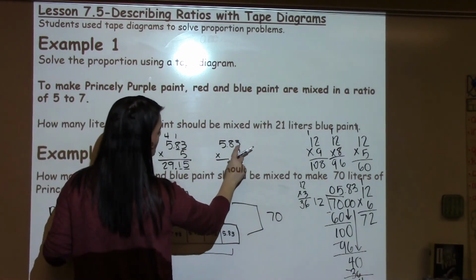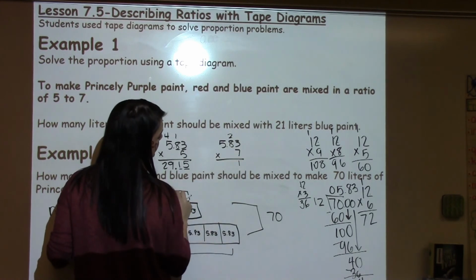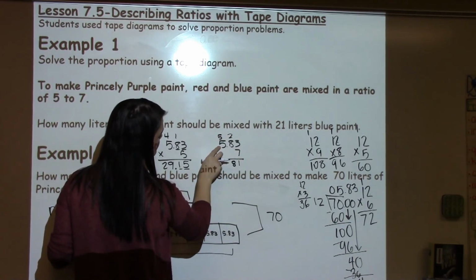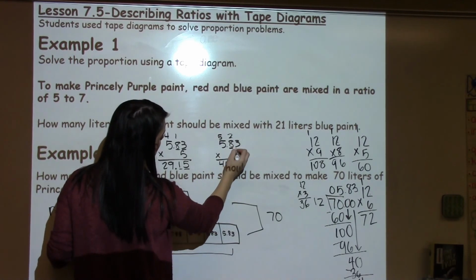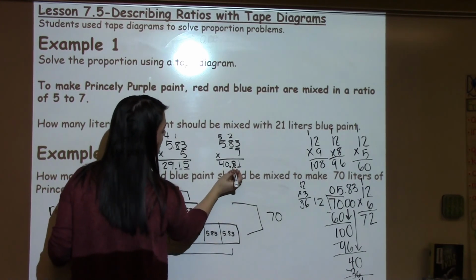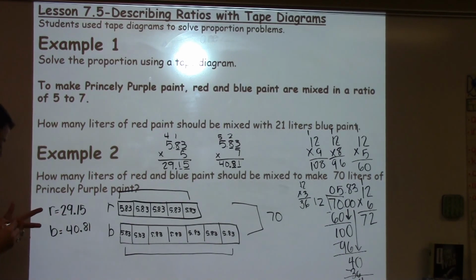And now I'll figure out how many parts blue. 7 times 3 is 21. 7 times 8 is 56, plus 2 is 58. 7 times 5 is 35, plus 5 is 40. 2 numbers behind my decimal in my problem mean I need 2 numbers behind my decimal in my answer. So now I know that for blue, I need 40.81, or 40 81/100 parts.